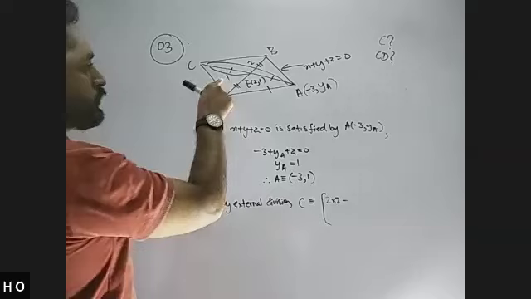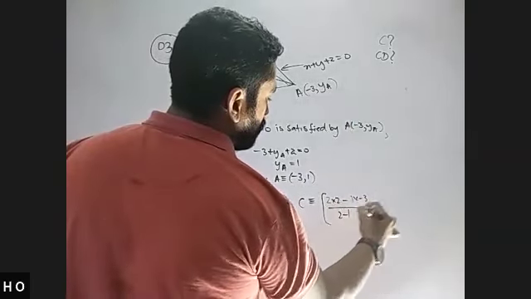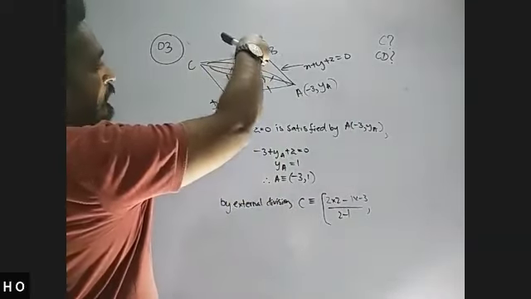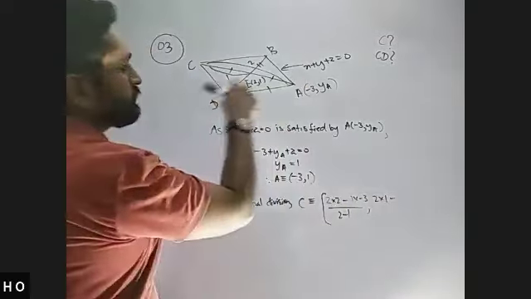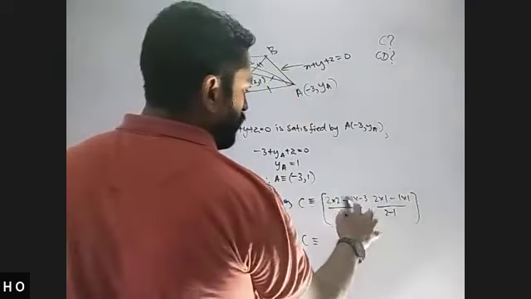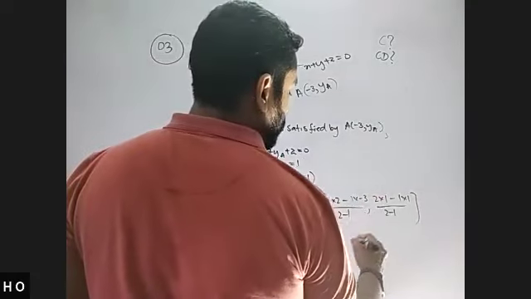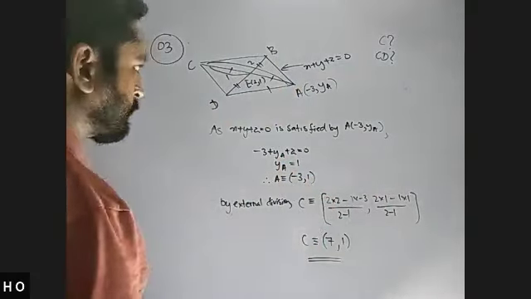So 2 into 2, minus 1 into minus 3 over 2 minus 1. 2 into 1 minus 1 into 1 over 2 minus 1. So C is going to be 4 plus 3, 7, comma 1 over 1. That is C, coordinates of C.